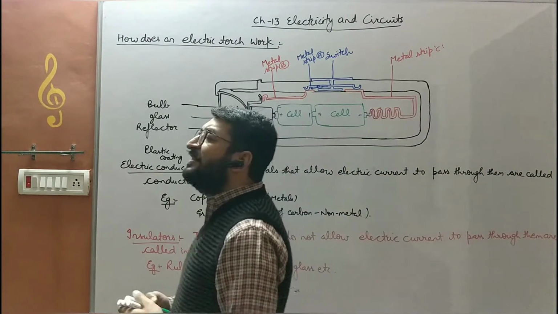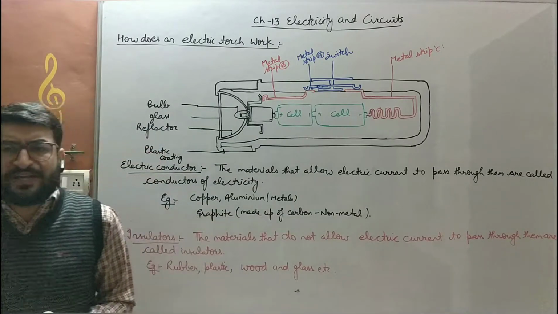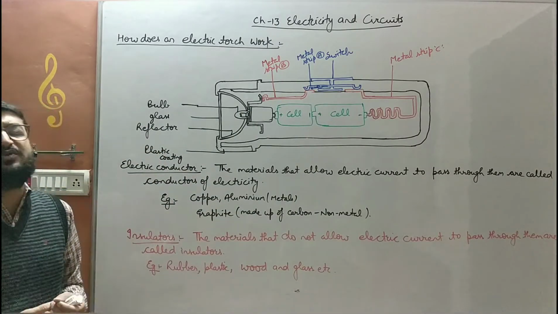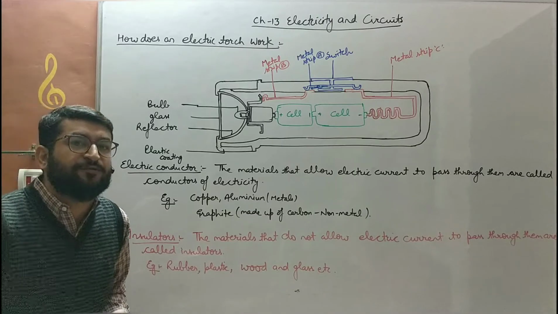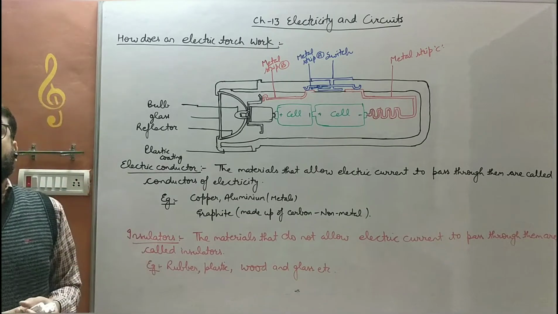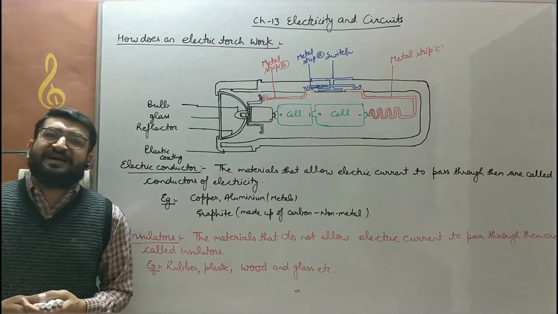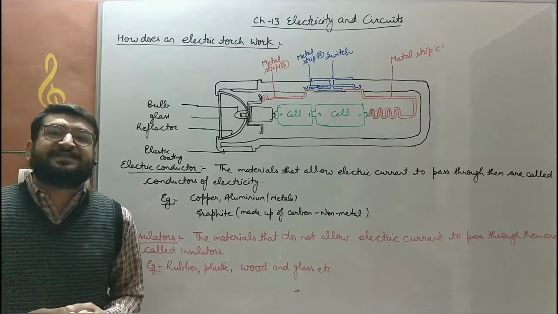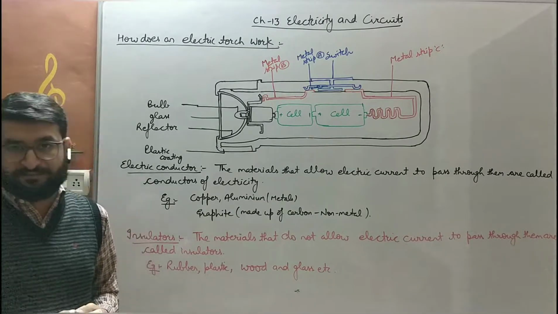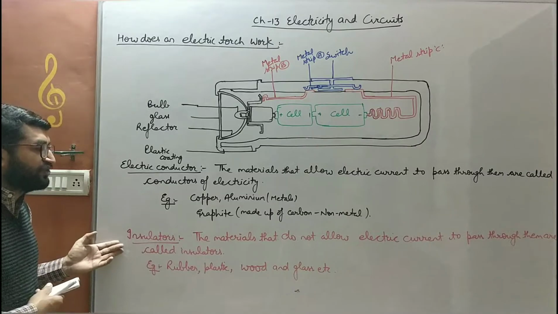Why do we not make the electric wires of silver? Because silver is very costly. चांदी की वायर क्यों नहीं बनाते बच्चे? बहुत कॉस्टली हो जाएगी. So that's why the electric wires are usually made up of copper, the second best conductor of electricity. Next, insulators.